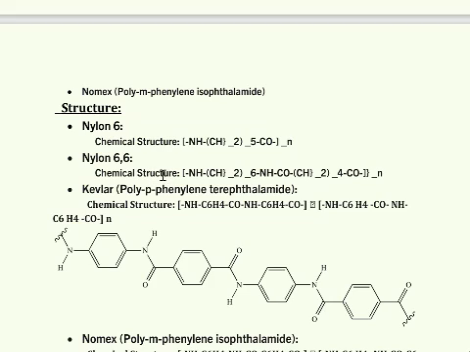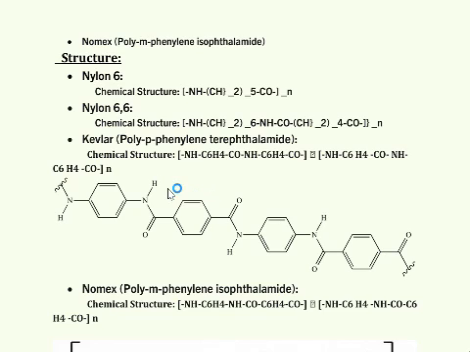Same for nylon 6,6. It contains 6 carbon atoms at one end and 6 carbon atoms at the other end. The 2 carbon atoms in this case are of the carboxylic group and the 4 are of the carbonyl group, and the other side contains 6 carbon atoms.